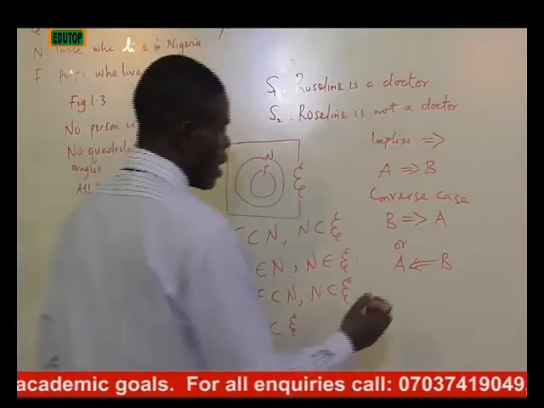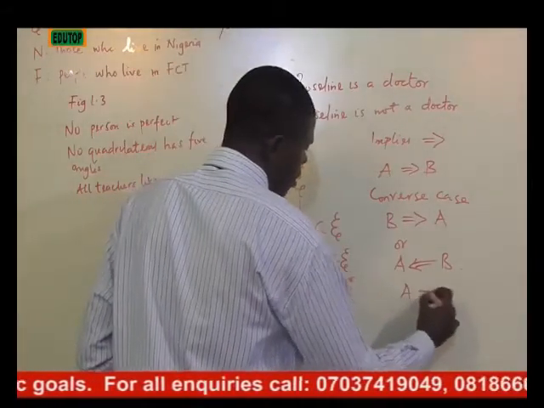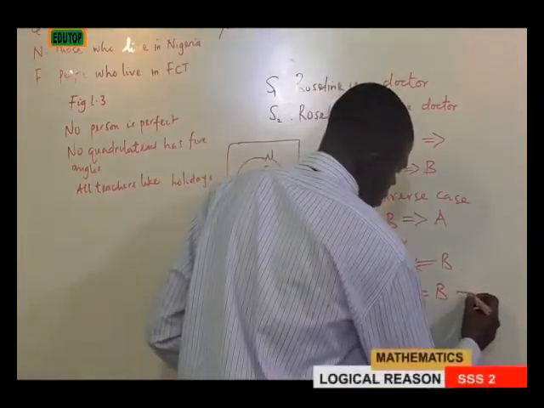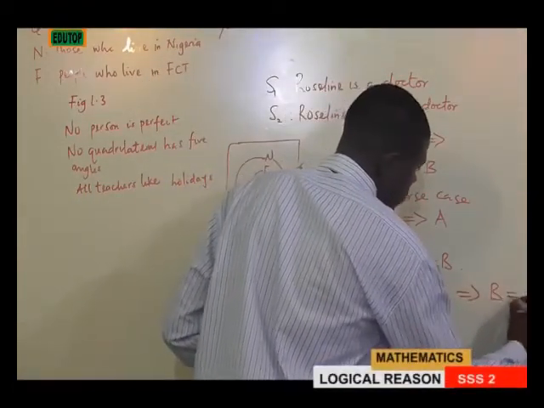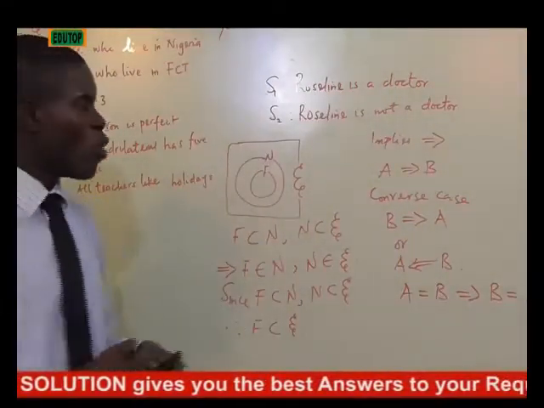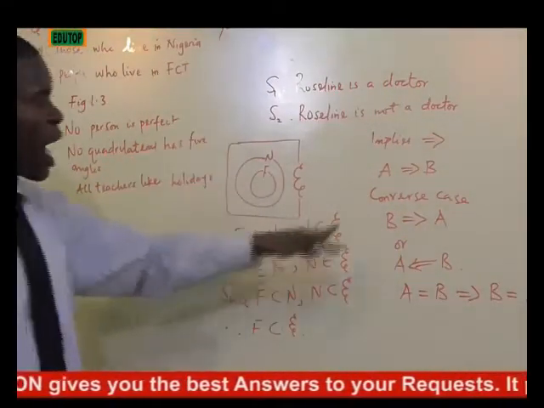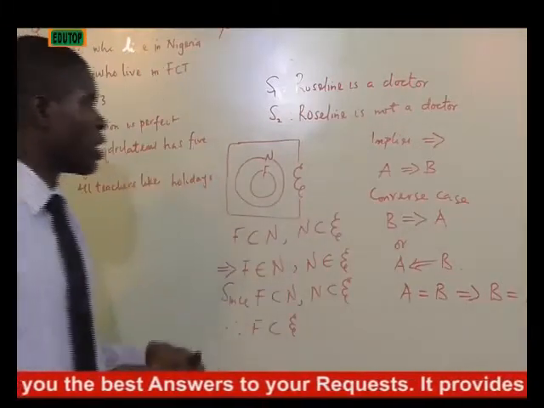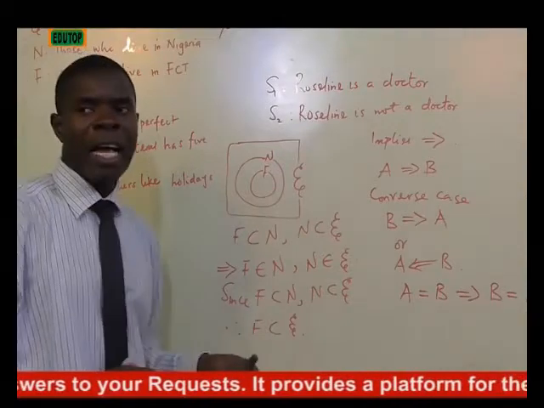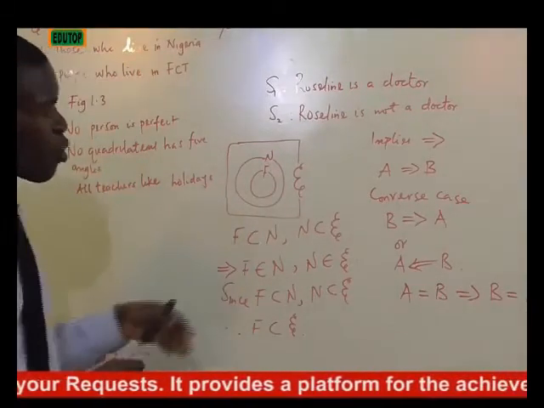Then the equivalence. When we say the equivalence, if A is equal to B, it implies that B will definitely be equal to A, and that is the equivalence. With this notation and the symbols that have been demonstrated here, we'll be able to justify the logical reasoning.